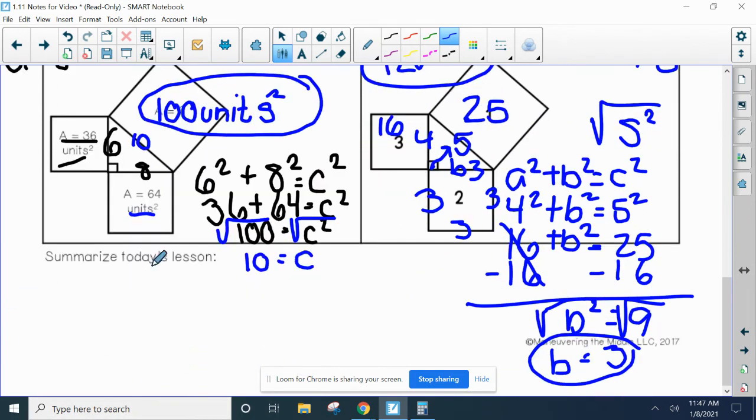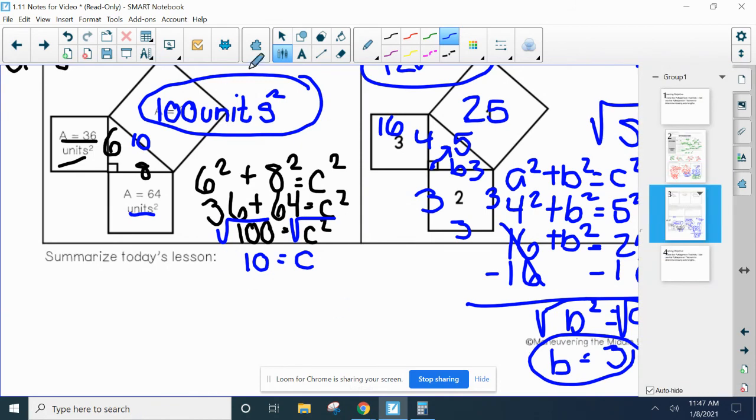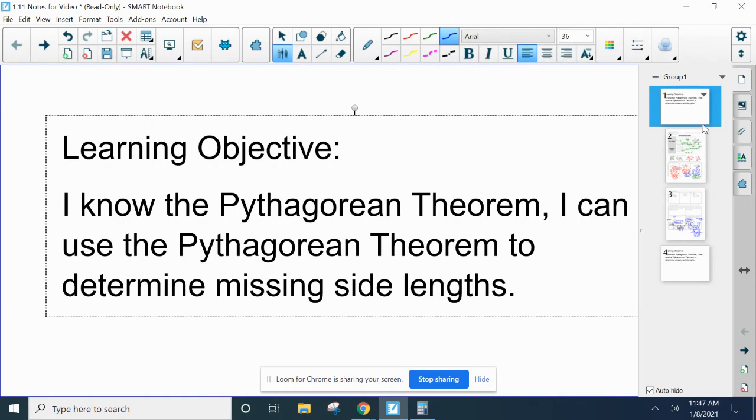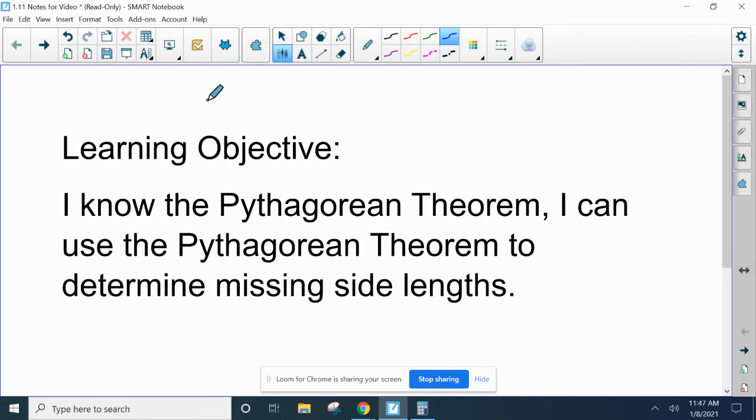All right, so go ahead and fill in your summary of today's lesson. Basically, explaining how to do our learning objective would be a good summary. So how do you do these things that we set out to learn? Our objective was that you know what the Pythagorean Theorem is, so tell me what the Pythagorean Theorem is. Our objective was how to use the Pythagorean Theorem to find missing side lengths. So maybe explain the difference between having a missing leg and a missing hypotenuse.